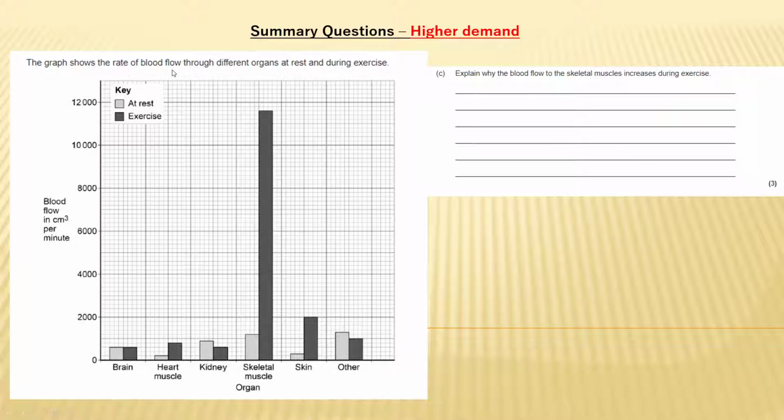So the graph shows the rate of blood flow through different organs at rest and during exercise. So we have blood flow in centimeters cubed per minute, and we have different organs. Now, not only this, we have two different categories. The lighter coloured bars are at rest, and the darker coloured bars are during exercise. Explain why the blood flow to the skeletal muscles increases during exercise. Give this a go and see what answer you come out with, as we're going to go over the answers shortly.